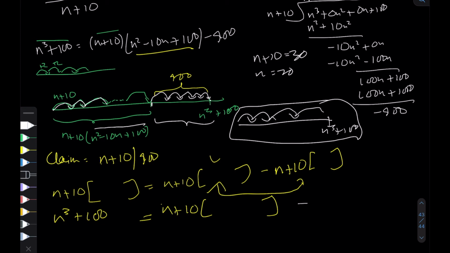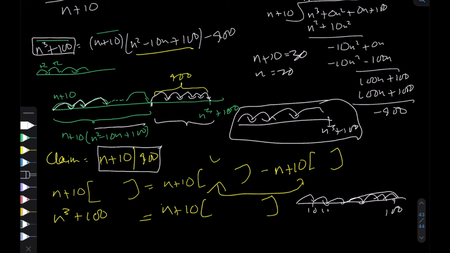But if you want to see a similar logic, let's say this is 100, you're making jumps of 10 over here, 10, 10. If you perfectly reach 100 by making those same jumps, then that would mean that 100 is divisible by 10. And so now we're really done with the question, because our claim was that n plus 10 must always divide 900 for n plus 10 to divide n cube plus 100.